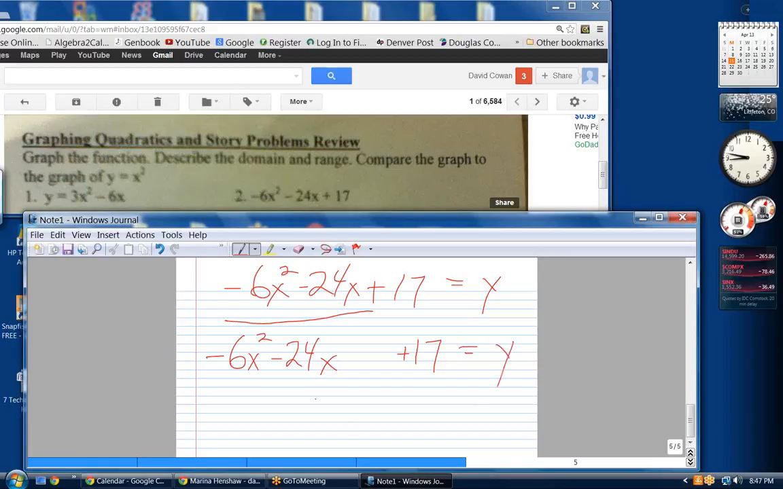And remember, I want to get this, what's the general format, the vertex format for a parabola? It's y equals what? Negative b over 2a. Well, that's the vertex. That's to find the vertex. But if I want to put it into the vertex format, I have to get it into this format right here. If I can get my function into this format, then I will know where the vertex is. The vertex will be at h and k.